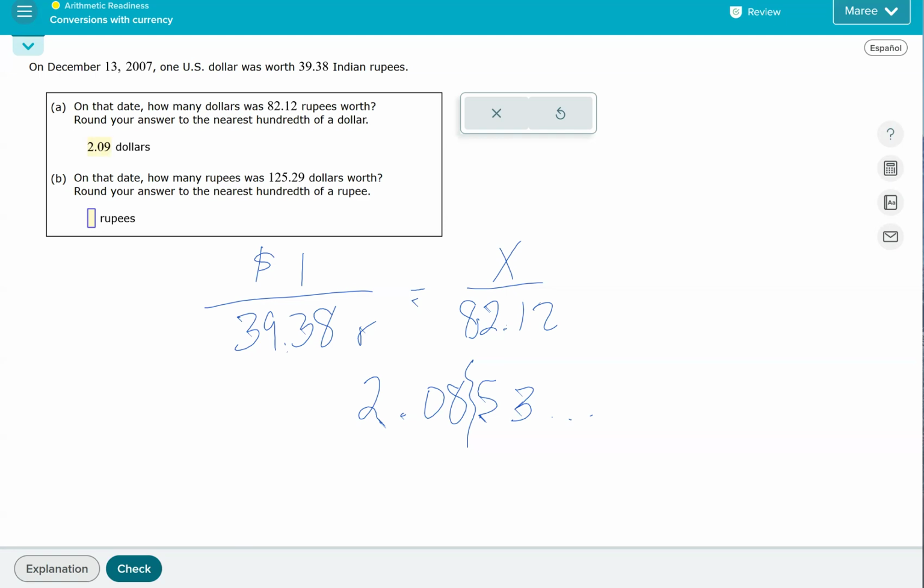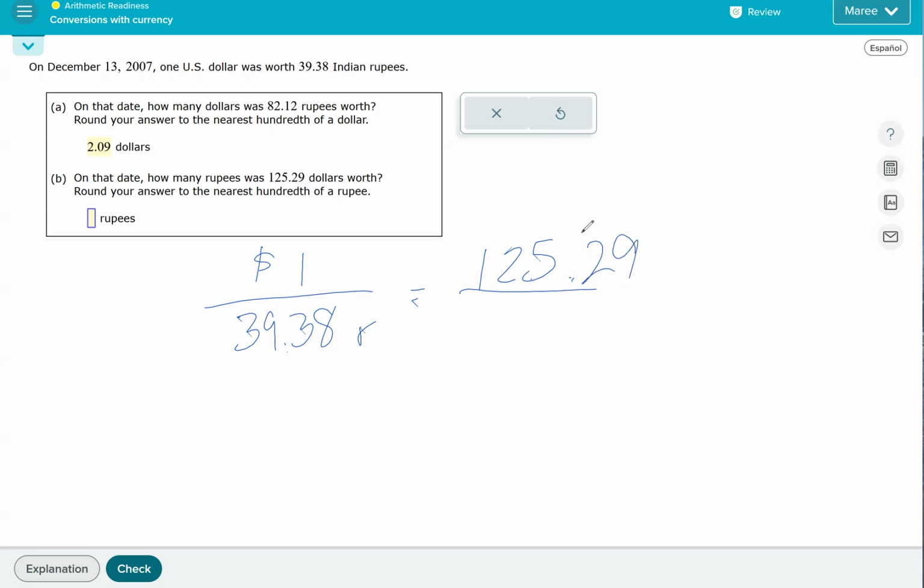And then the next problem, they want to know how many rupees for that many dollars. So we have 125.29. When you're doing these problems, just make sure they're lined up. In this case, I have dollars in the numerator and rupees in the denominator. If you switched it the other way, that's okay. Just make sure you switch the other way on the other side of the equal sign. So we want to know how many rupees there are. When we do cross multiplication, 1 times x is just x. So we just need to multiply those two together.